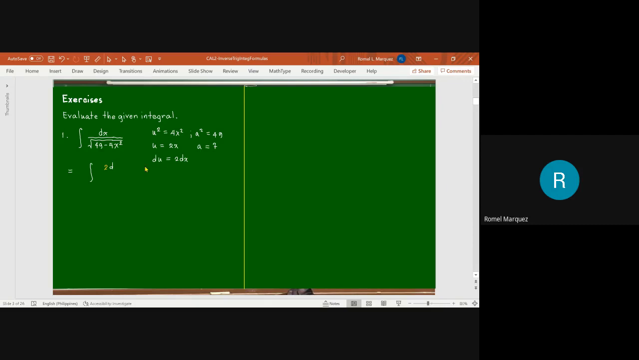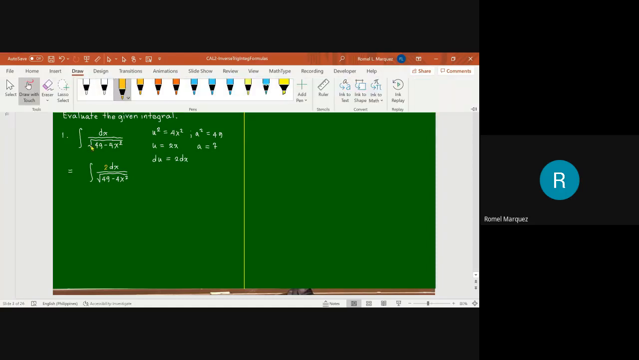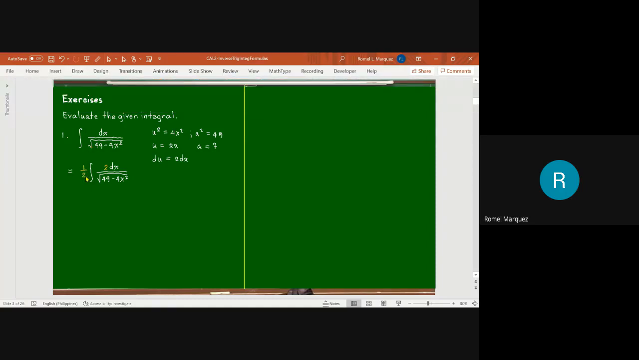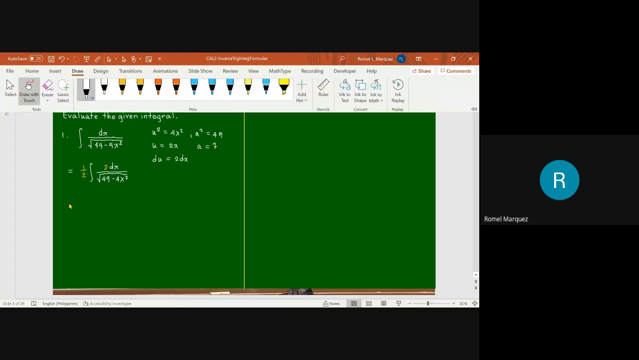But what is du? dx, then over what? The square root of 49, that is 7 squared, minus 4x squared, my u squared. So this is outside, so we have to multiply by 1/2, because I multiplied 2 inside. I use a correction factor. I correct the differential, but I have to balance it outside by 1/2. Is that clear, guys?